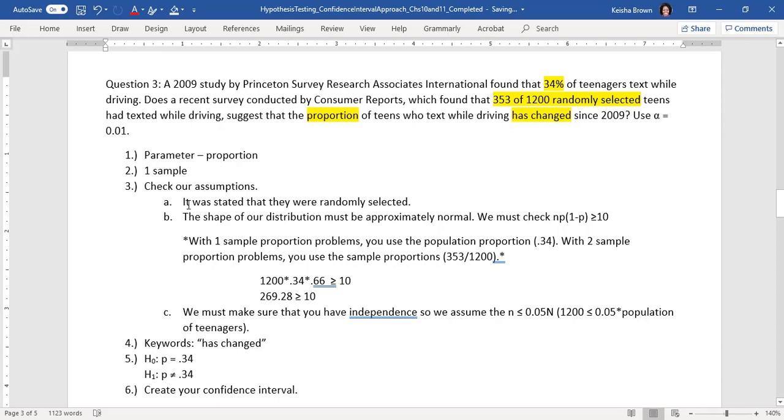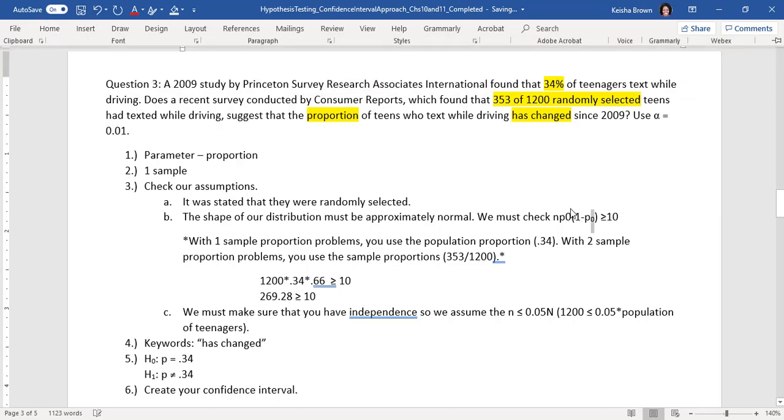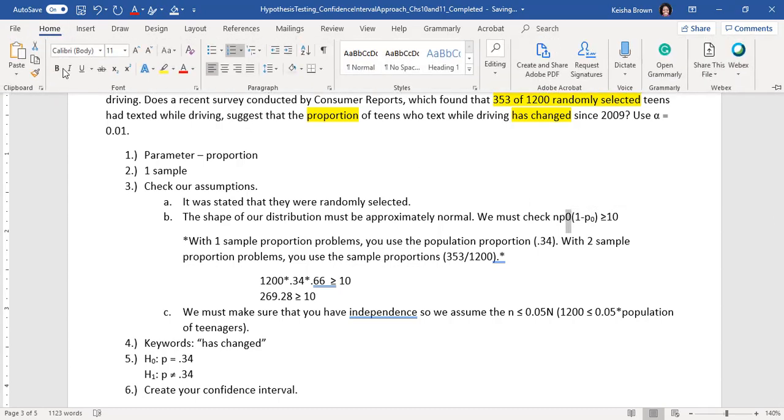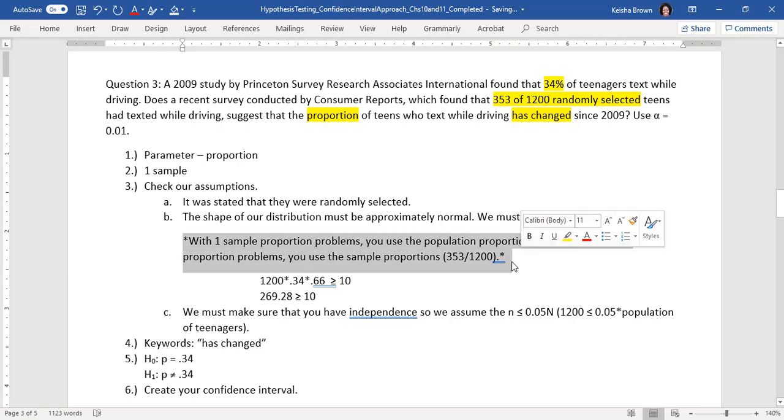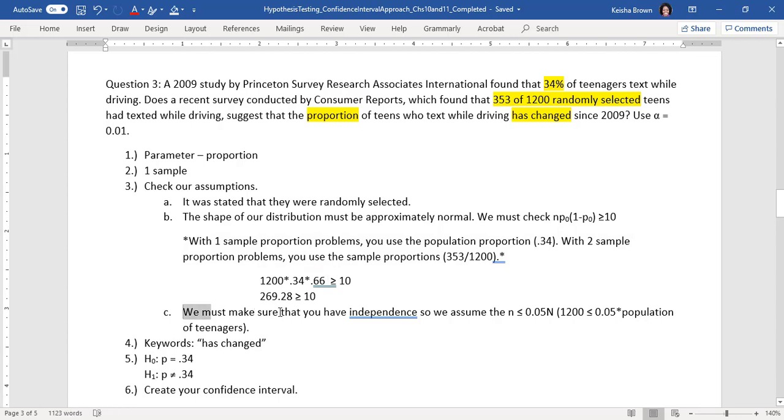Check our assumptions. How did you select your data? Checking for normality: n times p times (1 minus p) has to be greater than or equal to 10. That's our p sub 0 from our null hypothesis. So the value we're going to use with one sample is that 0.34. If you had two samples, you use the sample proportion for each of your groups. When it's one sample, you use the population proportion. And we have independence. We want to make sure that our sample size is not too big. It's smaller than 5% of the population size.